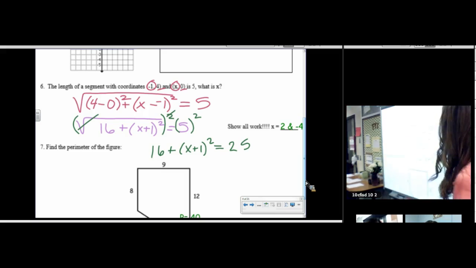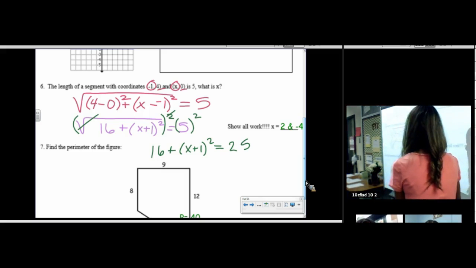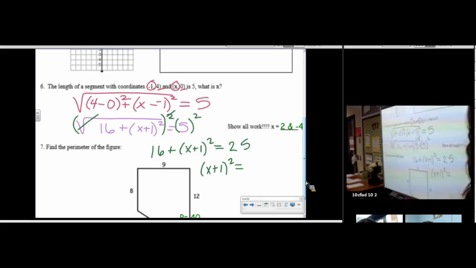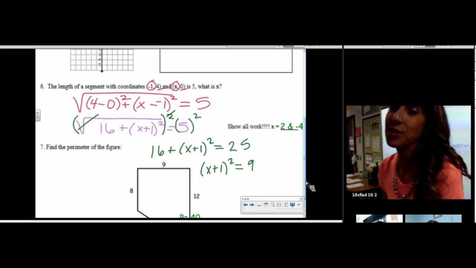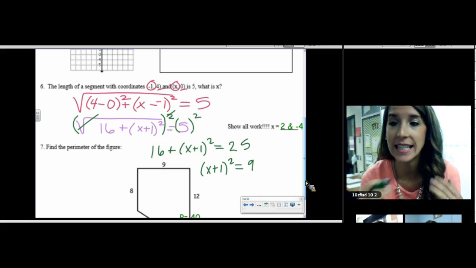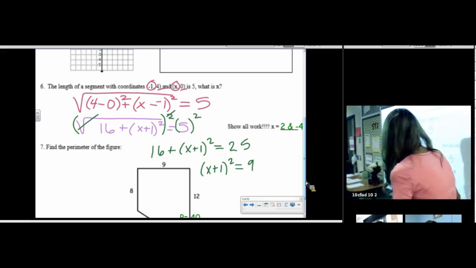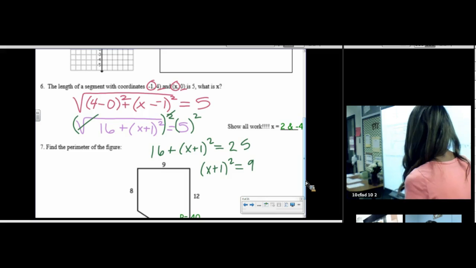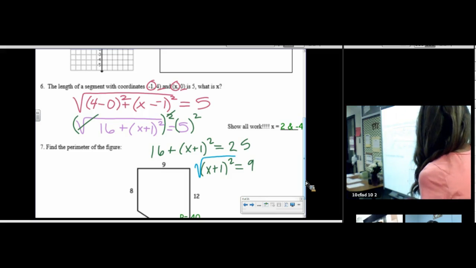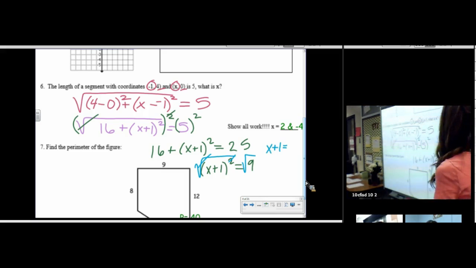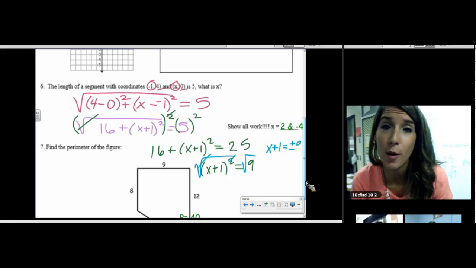I'm going to move the 16 over by subtracting it from both sides. 25 minus 16. Alrighty. Now I need to do the opposite of squaring. I need to get rid of that squared. So the way I'm going to get rid of it is I'm going to combat it with its opposite. I'm going to square root. This and this cancel. So we have x plus 1 equals, and remember, when we square root both sides, we get 2 answers.